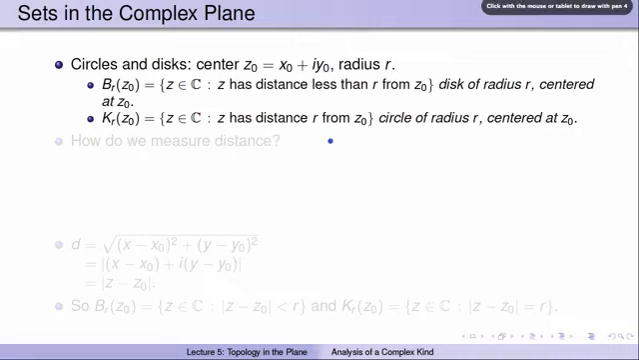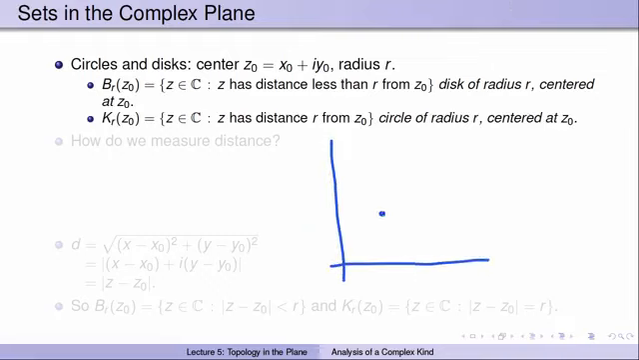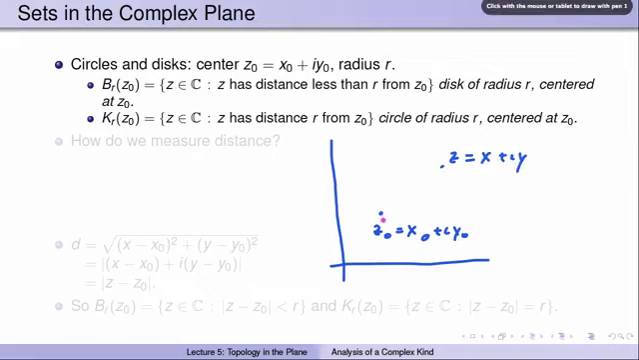So how do we measure distance in the complex plane? Let's draw a picture. Suppose I have a point z0 with coordinates x0 plus i y0 and another point z with coordinates x plus iy. And I wanted to find the distance between these two points. In particular, I want to determine whether this distance is at most r or equal to r. So what do I know? I know this is x0, and this is the x-coordinate x. And similarly, I know this is y0, and this is y.